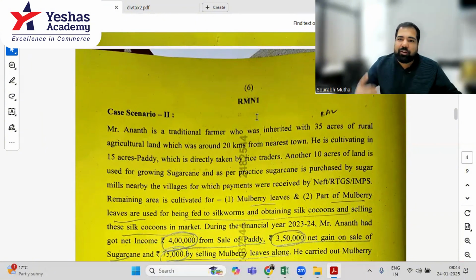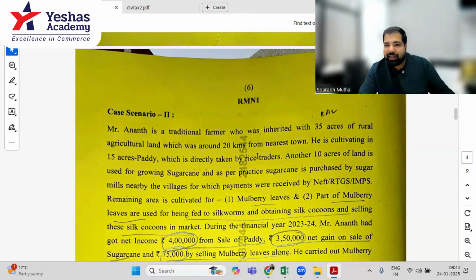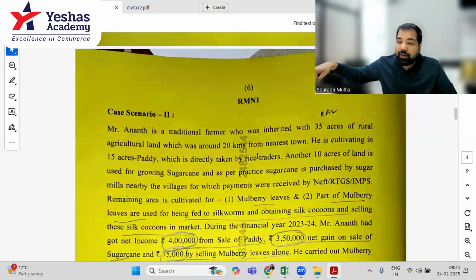From GST, we dive into DT. This next case scenario is on DT. Let's see what this case scenario talks about. Anand is a traditional farmer. Traditional, note, farmer means agriculture, means there is exemption under section 10(1). If you remember, exemption is when you cultivate anything and you sell it. But if you do any composite business, for example, if I grow grapes and I sell and make wine, then we have to consider them as separate and the transaction has to happen at market value.